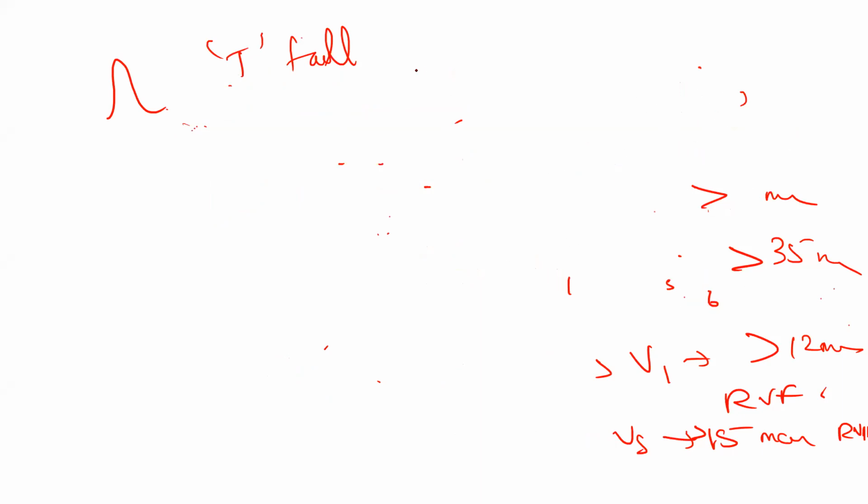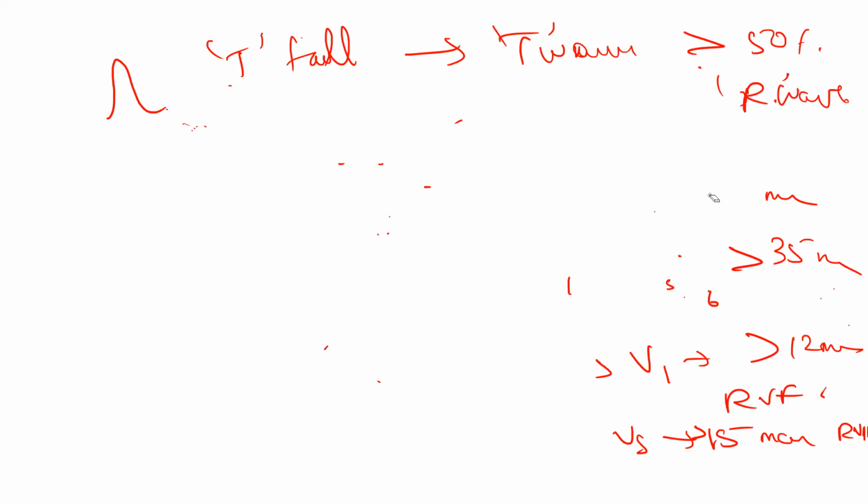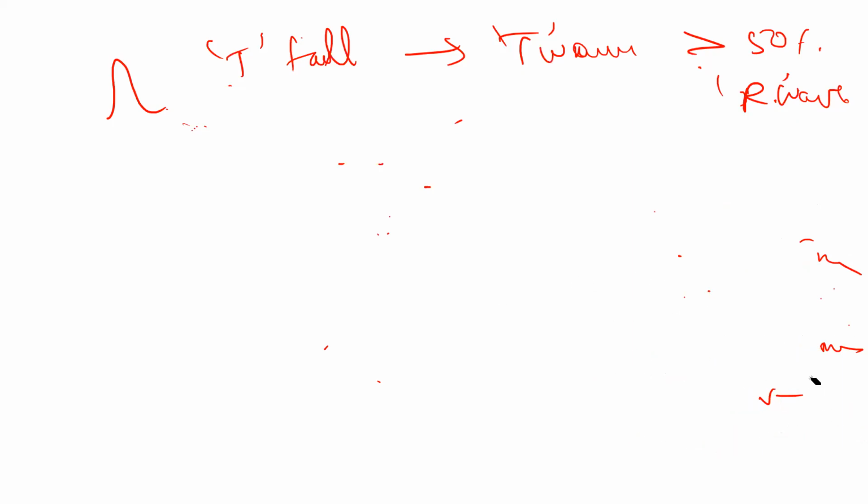Tall T waves are significant when the T wave amplitude is more than 50% of the amplitude of the preceding R wave. Only then is it called a tall T wave. Only then is it significant. So tall T waves, then you get ST elevation. These are the hyperacute changes, and this is going to be acute ST elevation.